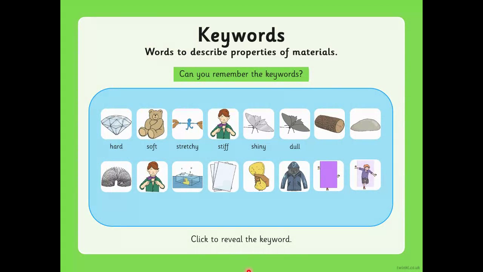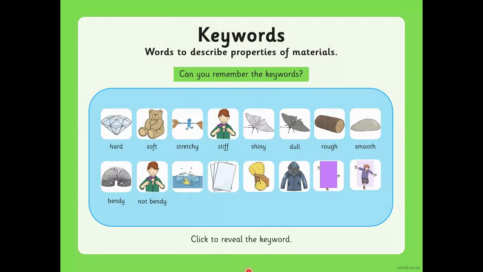dull. Now we've got a log, and the log is rough. What about this stone? Is this stone rough? Or is it smooth? We've got a spring next, haven't we? And the spring is all bendy. And we've got this same picture here of this person trying to bend the stick. And the stick is not bendy. It's the opposite of bendy. If something's not bendy, it's not bendy. It won't move, will it?